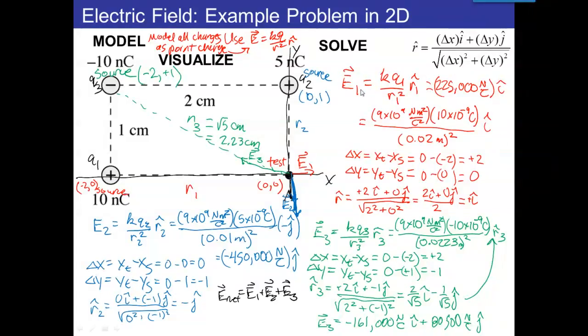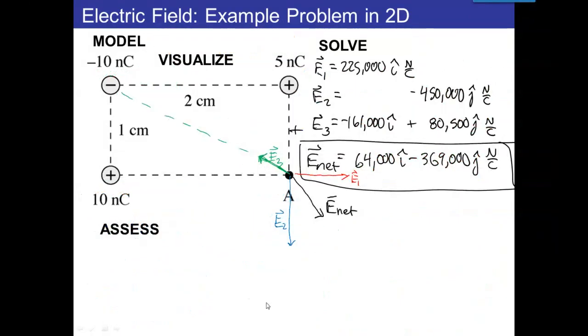We were able to calculate, of course, the contribution due to the first charge, Q1, over here, pointed off to the right. We were able to calculate the contribution E2, pointed down along the y-axis, and then we were able to calculate the contribution due to E3 up here, in this case up and to the left, because it's a negative charge. Last step is to add those up, okay? And here's the answer, okay?